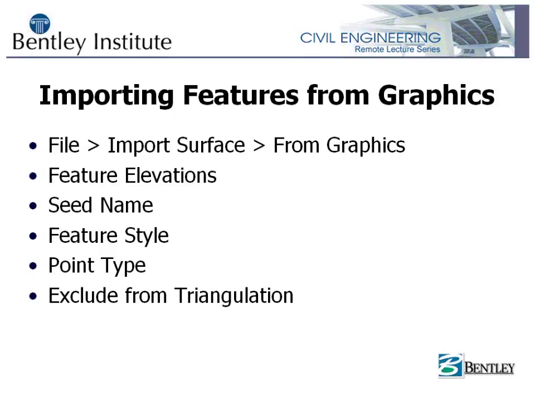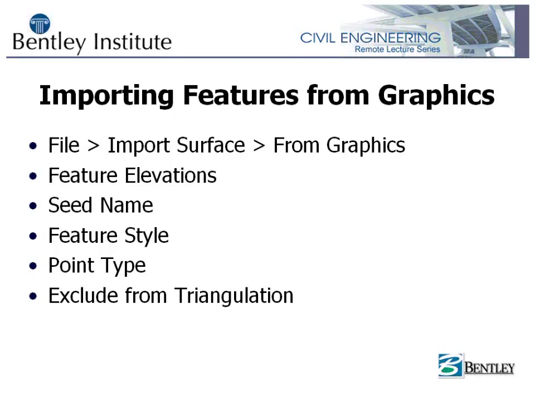We're going to cover seed names and naming conventions for the different features, such as if you're bringing in an existing right-of-way compared to a proposed right-of-way. And then we're going to go into briefly the feature style, how to set that up on the import. And we're going to touch on the point type and things to look out for with that. And we're going to finish importing graphics by talking about excluding from triangulation and when you would need to use that command.